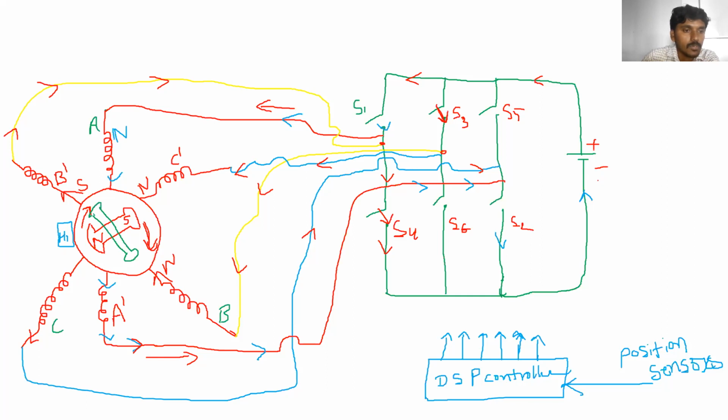This is the north pole and this is the south pole. So again, the position sensor will identify the position of the rotor. Again, it will give the information to the DSP controller, and this DSP controller will generate the signal in such a way that this coil and this coil should be excited.